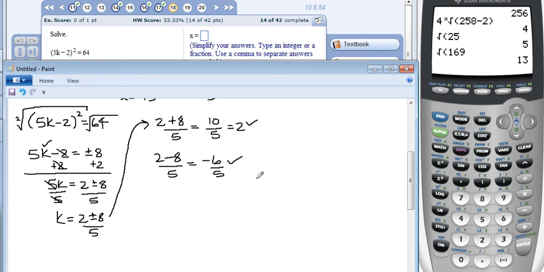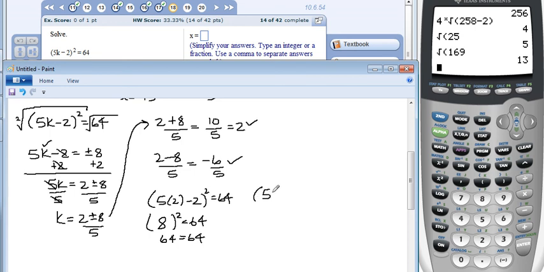We better check these. All right. So let's try the 2. 5 times 2 minus 2 squared should give me 64. Well, let's see what we got going on here. We've got 10, right? 5 times 2 is 10. 10 minus 2 is 8. That works. 8 squared is 64. So that one does work. 2 works. Let's try the negative 6 fifths.